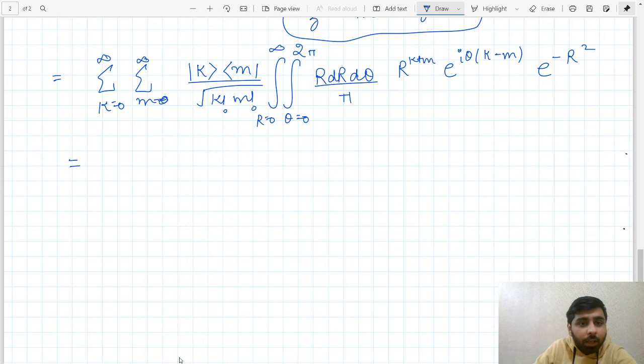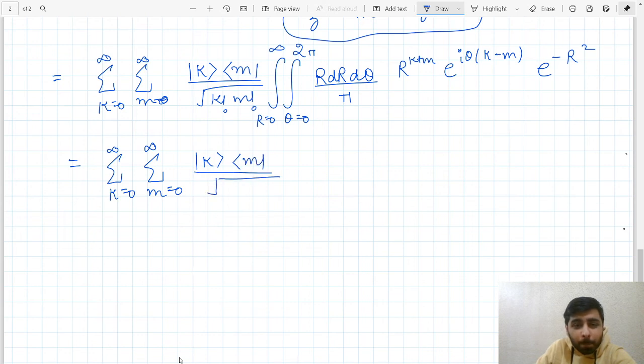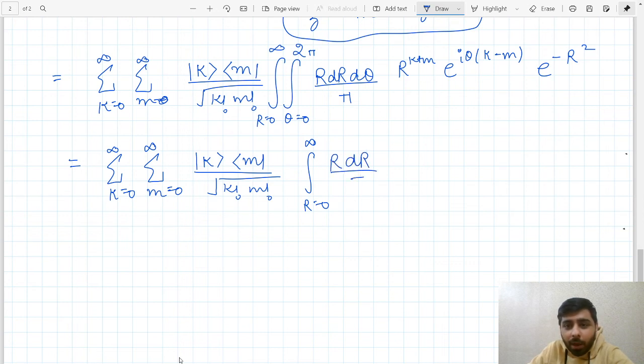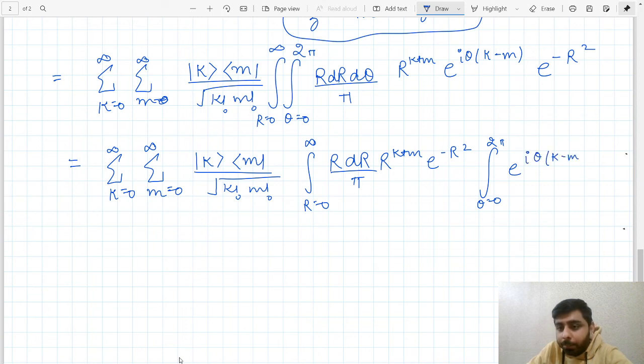the two integrals, and yes, so first I will write down just for r, and after this the one for theta will become very clear. r dr upon pi, r to the power k plus m, e to the power minus r squared, and along with this we have theta going from 0 to 2 pi, e to the power i theta (k minus m) d theta.